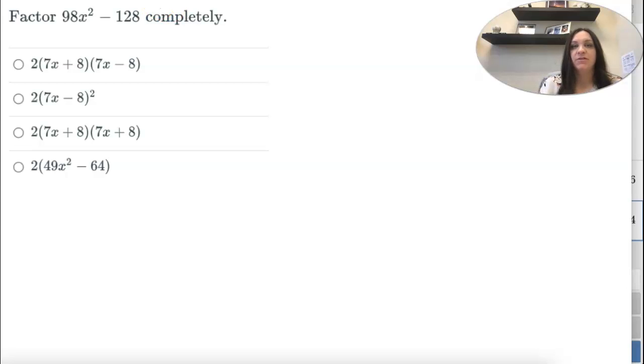Here's another difference of squares, because I'm missing the x. That's how I know it's a difference of squares. It's just x squared and a number. So I'm going to take out the 2.